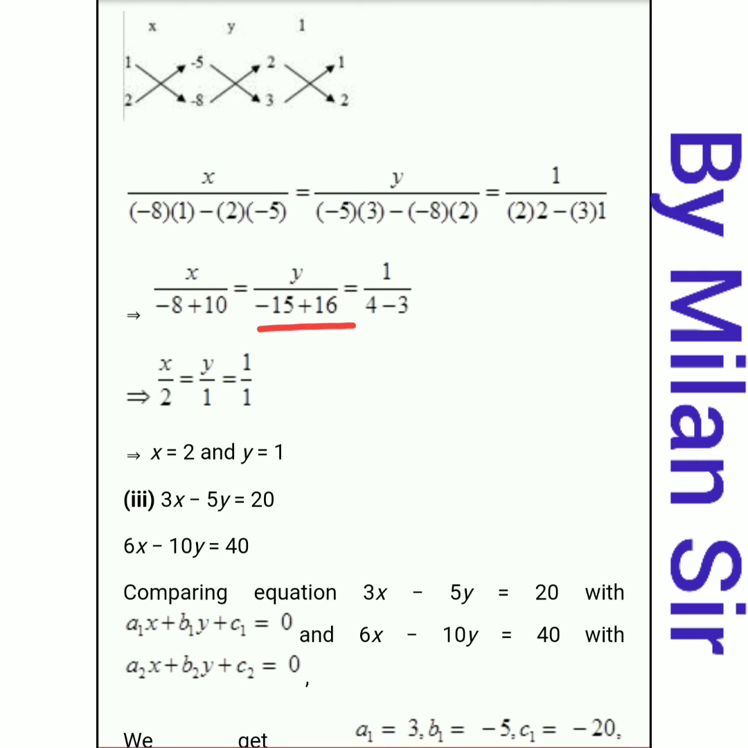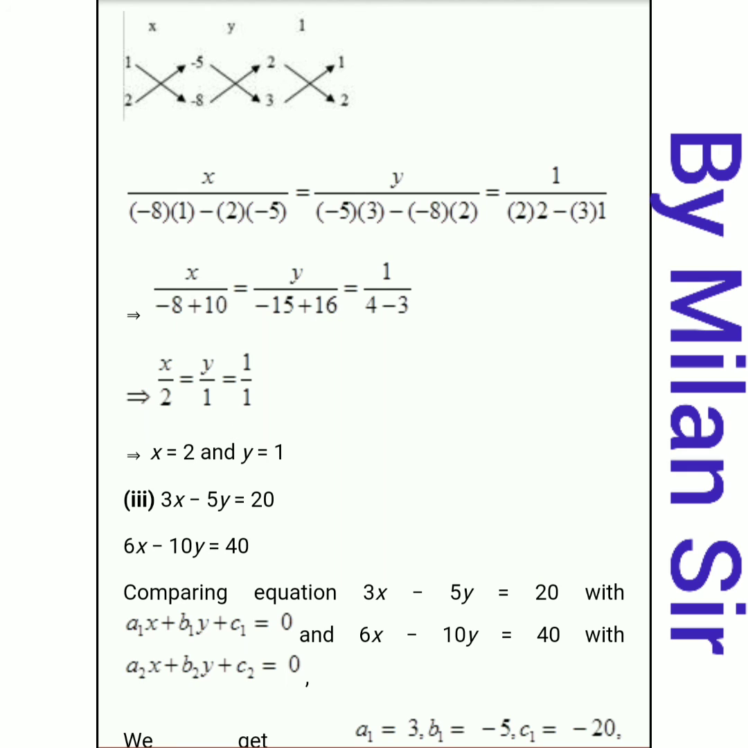Then here minus 15 plus 16. So plus minus minus, 16 minus 15, it is 1. Big number sign, it is positive. Then here 4 minus 3, it is 1.